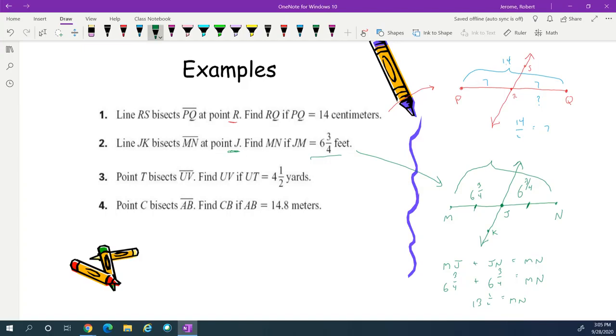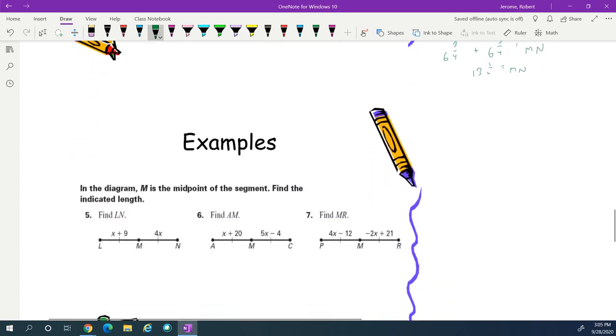Okay. So two things happening when we work with midpoints. Either the two little pieces are equal, or we add them up to get the big one, because segment addition didn't go anywhere. So in this example, we're adding MJ and JN. And as long as we know the measurement of one, we know the measurement of both. Okay. Let's see what other examples we have here.